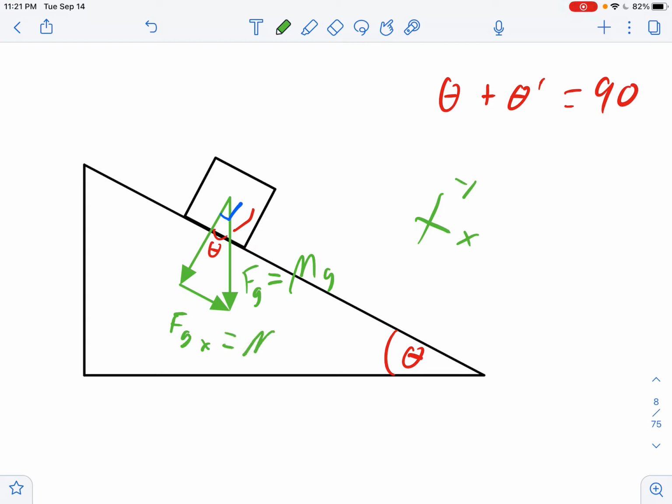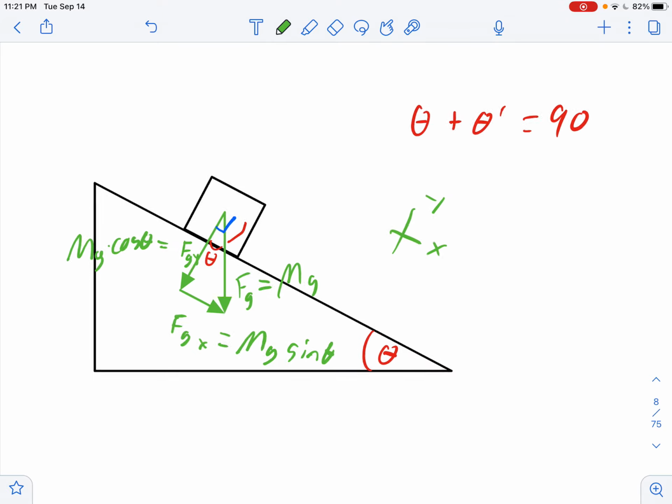So that would be the big mass times gravity times sine of the angle. And then this piece over here, that X perpendicular to the ramp, that'd be like our FGY. It's right next to the angle, so it'd be like big M times G times cosine of the angle. So that's where all that stuff comes from.